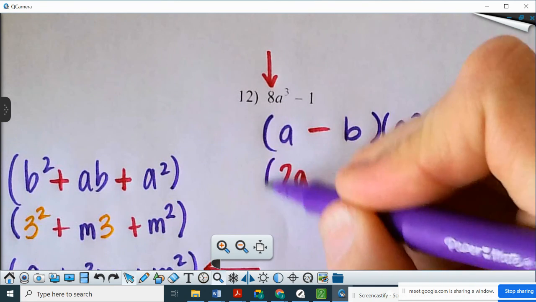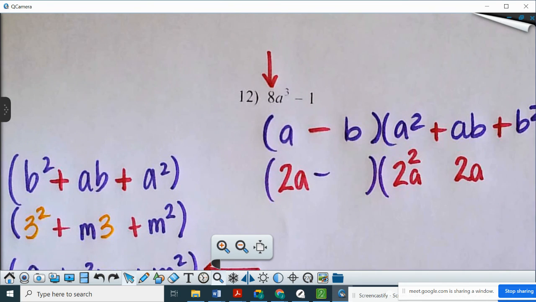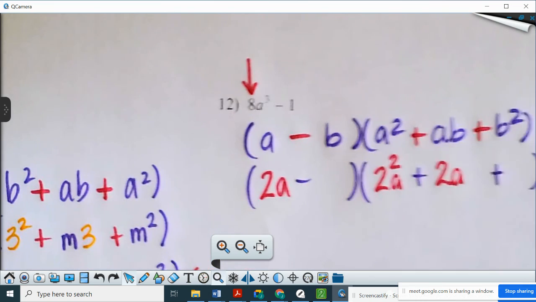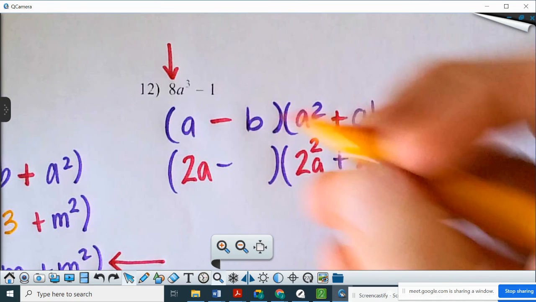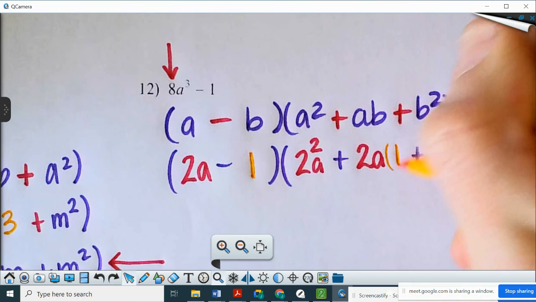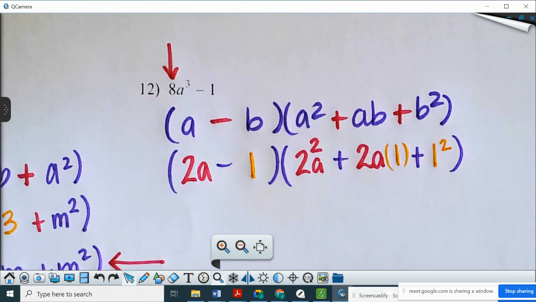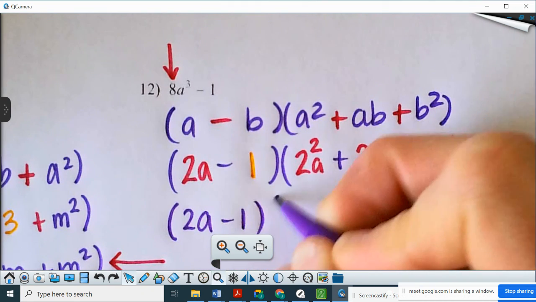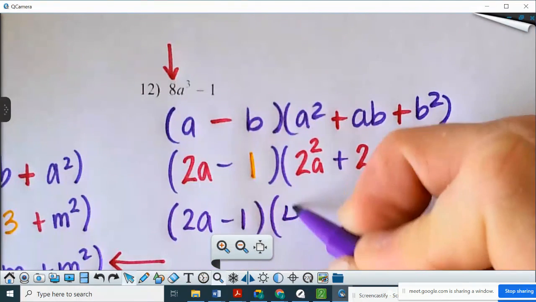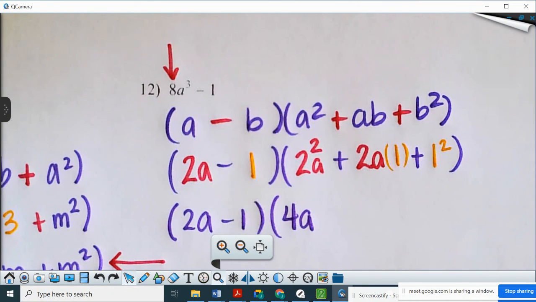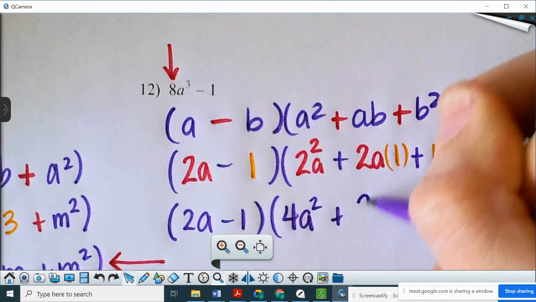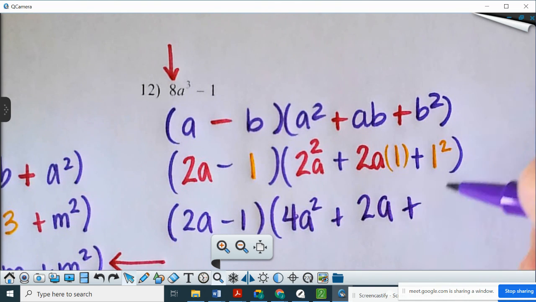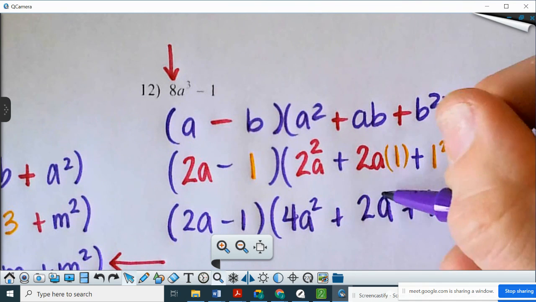Then that -1, if we take the cube root of that 1, it's going to be a positive 1, because 1 times 1 times 1 gives me 1. 1 squared. So 2A minus 1. 2A squared, remember that's going to be 4A squared, plus 2A, because 2 times 1 is 2, and 1 times 1 is 1. And you're done.